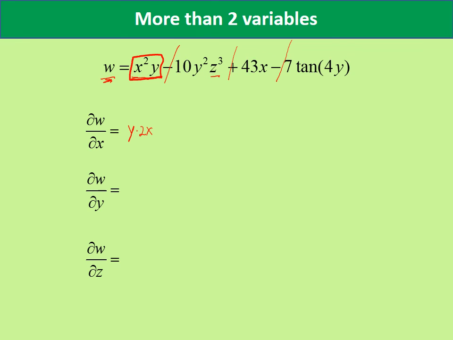On the second one, we're doing the derivative with respect to x. There's no x in there. This is a constant. The derivative of any constant would be 0. We're doing the derivative with respect to x. The derivative of 43x would be 43. We're doing the derivative with respect to x. The last term has no x in it. That means it's a constant. The derivative of any constant is 0. So there's our derivative of w with respect to x.